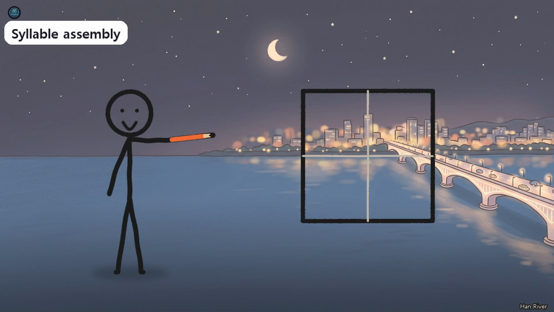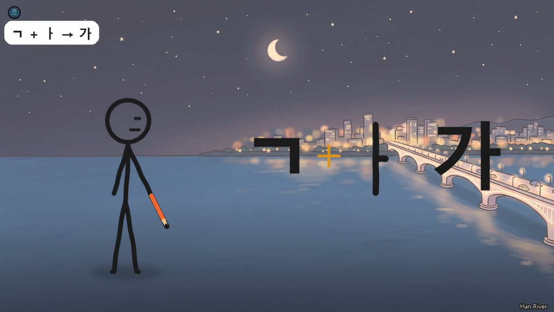Now the most magical part. Hangeul does not write consonant and vowel separately. It gathers them into one block. This is syllable assembly. The consonant is the first sound, the vowel the middle sound. Put first 기역 and middle 아 together and you get 가.